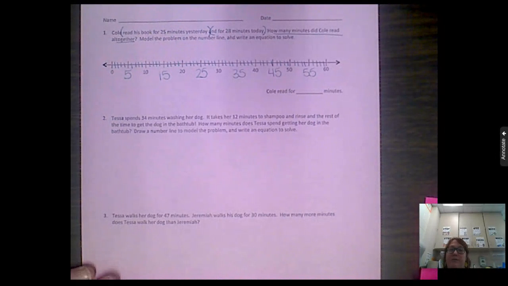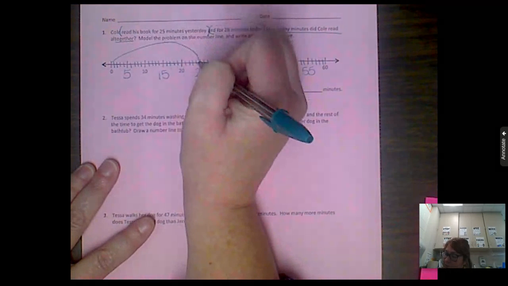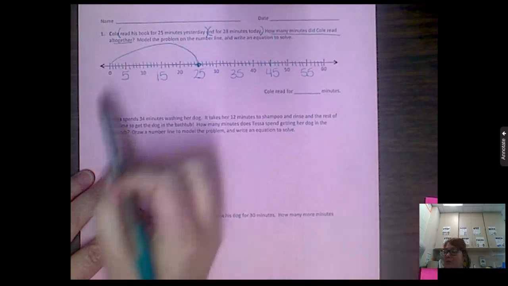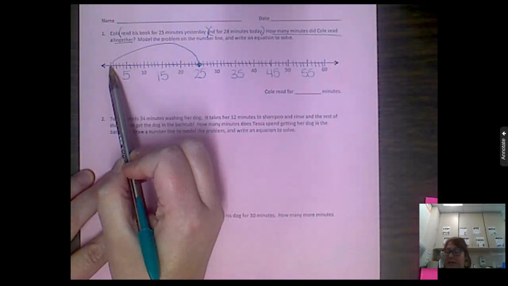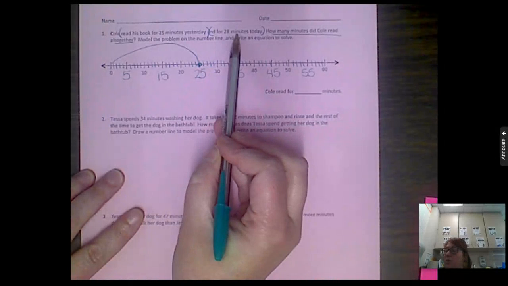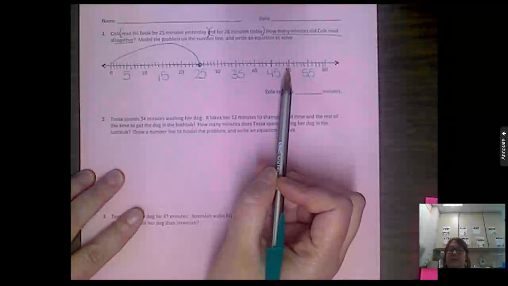So he read his book for 25 minutes yesterday. So here's that 25-minute mark. So we would make the jump from 0 to 25. So that's the 25 minutes that he spent reading his book. So we can show that jump on our number line. So obviously it was 0 before he started reading, and then he read for 25 minutes. So there's our jump. And then he read for 28 more minutes today. So we want to add on 28 minutes to this.